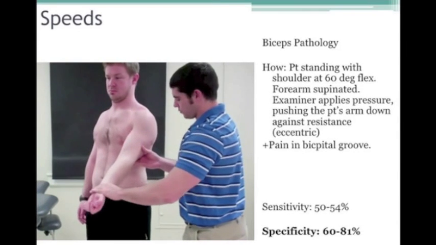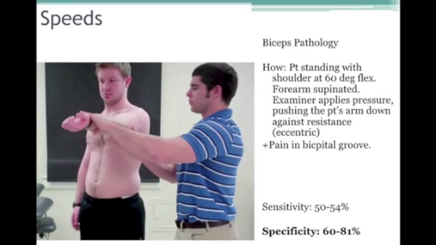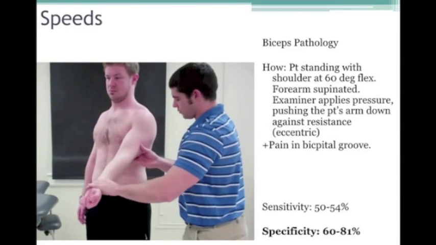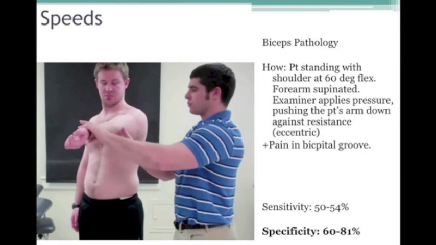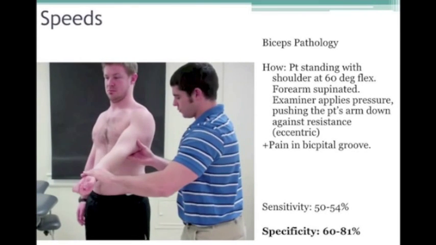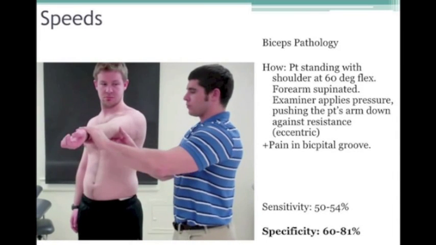This is the famous Speed's test for bicep pathology. The patient flexes the shoulder to 90 degrees, and the examiner resists shoulder flexion. So this is an eccentric shoulder flexion force that is being resisted, and a positive test for this is pain in the bicipital groove.